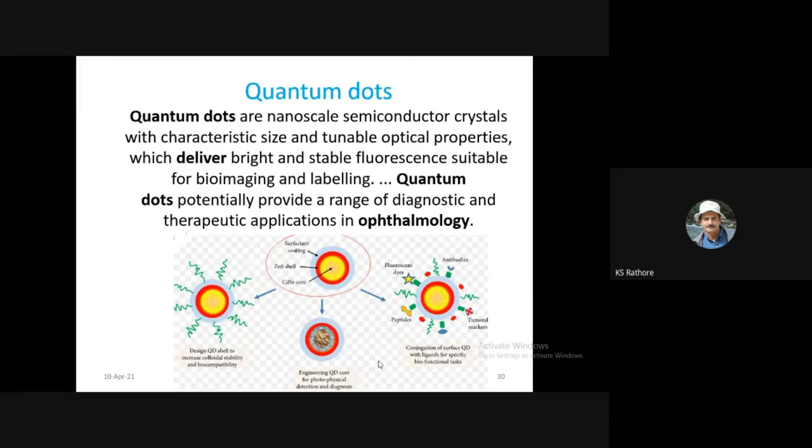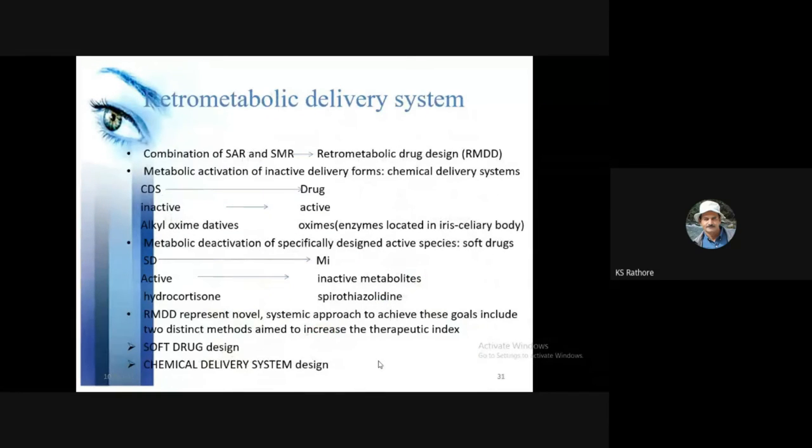This is retrometabolic delivery systems. This provides a combination of SAR and SMR. This is for the soft drug design, or you can say prodrug design. And this is chemical delivery system design with the help of retrometabolic delivery systems. And next is chemical delivery systems. The basic principle of the retrometabolic design approach is that drug metabolism should usually be involved at a very early stage of the design process. Okay. And drugs targeted by soft drugs, like soft drug analogs or activated soft compounds, active metabolite type soft drugs, controlled release of endogenous soft materials or inactive metabolic approaches. So these are certain CDs.